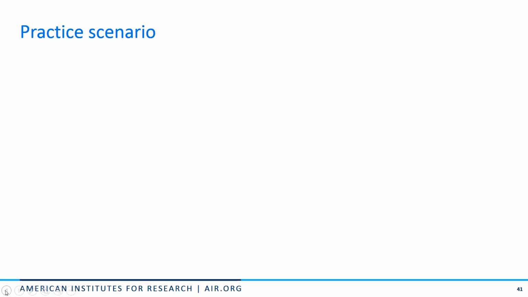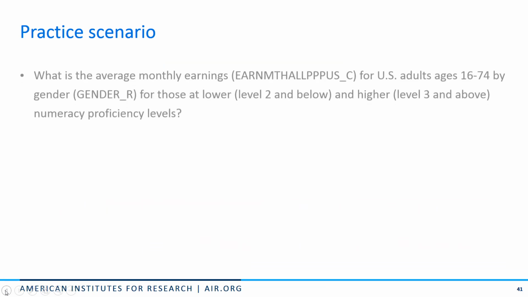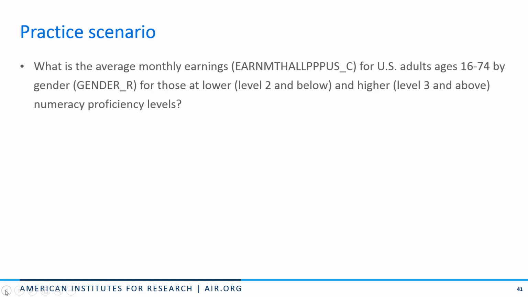This scenario will have you practice what was covered in the last few scenarios. You can use the IDE to answer the question, what is the average monthly earnings for U.S. adults ages 16 to 74 by gender for those at lower, level 2 and below, and higher, level 3 and above, numeracy proficiency levels. You can then conduct testing to see if there are significant differences by gender and levels. The next few slides will show you the results you should get in your analysis.